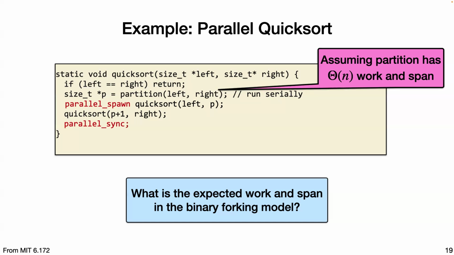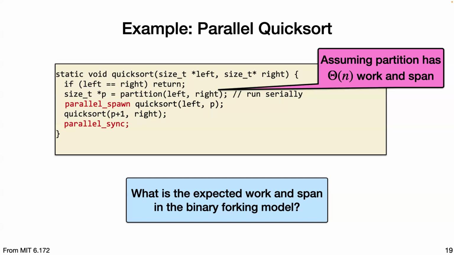The span is the longest path. So like the partition and two steps in it, because the two quicksort steps will be running directly. Yes, exactly. So the span will be considered one quicksort and the partition. So what would that be? Log of n raised to log of n. Okay, so what is the span of this partition step?